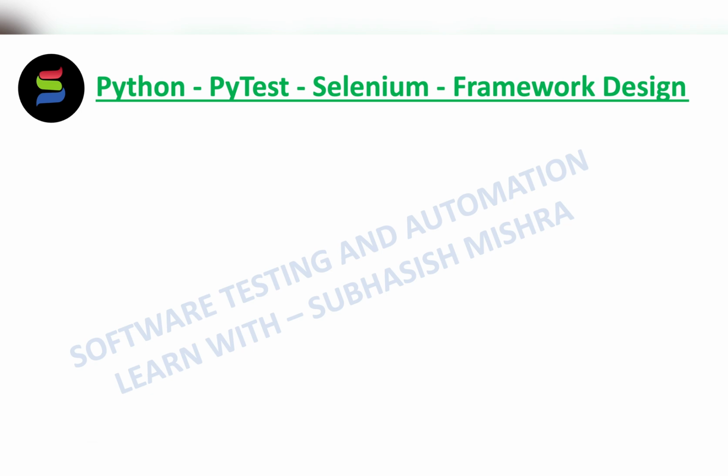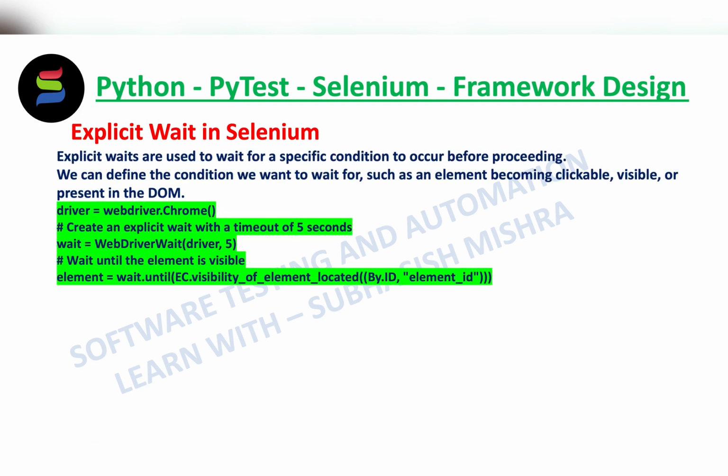Hello everyone, in this lecture we will learn about explicit wait in Selenium WebDriver. In our last lecture we have already learned about implicit wait. So what is explicit wait? Explicit wait is a more precise wait that allows us to wait for a specific condition to occur before proceeding.